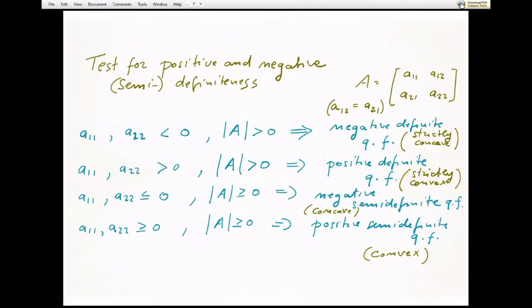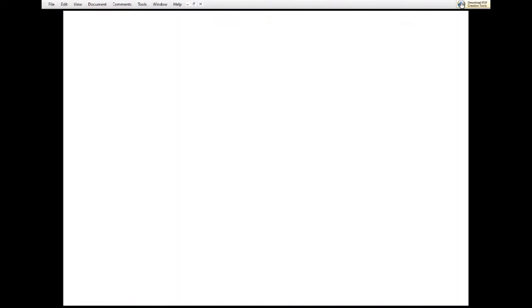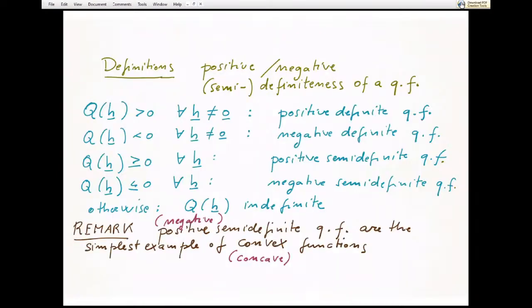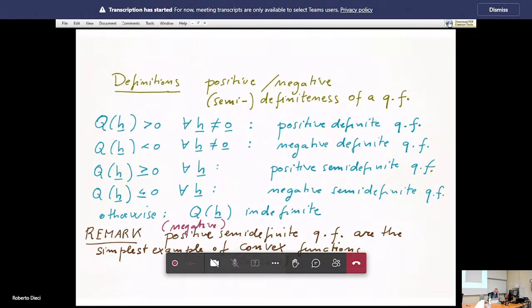Okay, and we were trying to understand the basics of quadratic forms. They are the most simple, most elementary case of nonlinear functions in many variables, in particular in two variables.